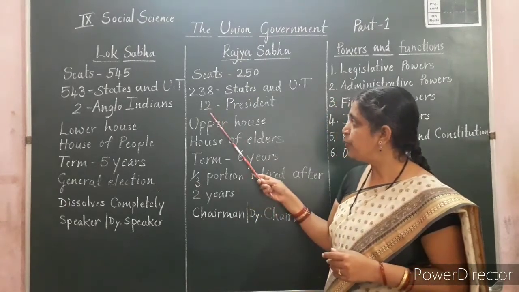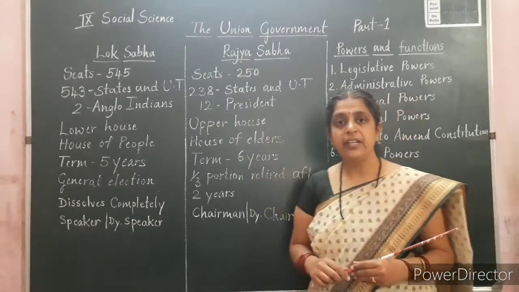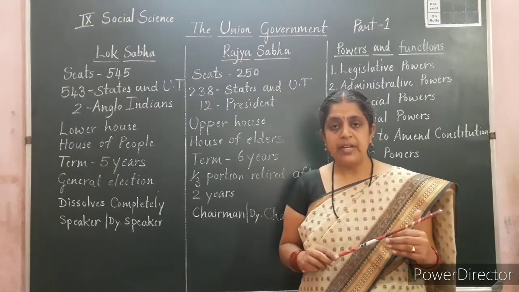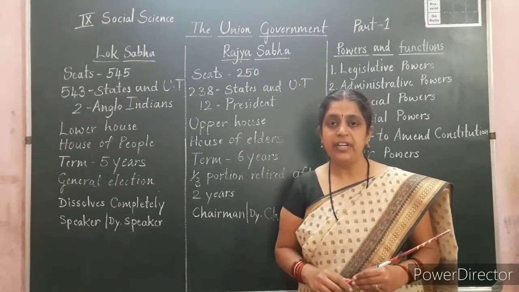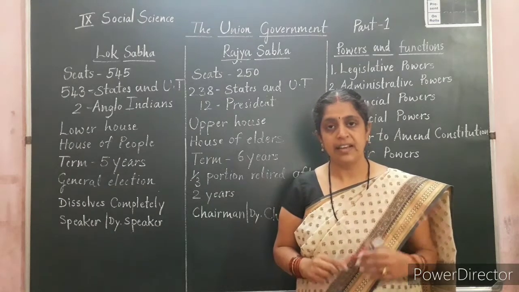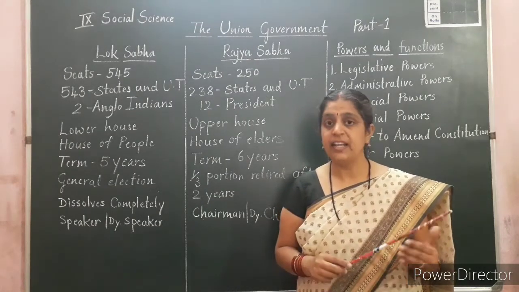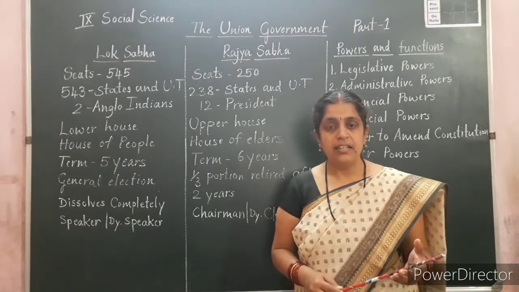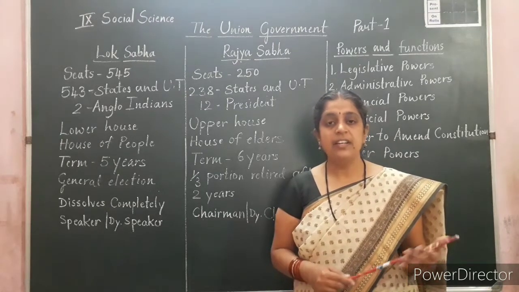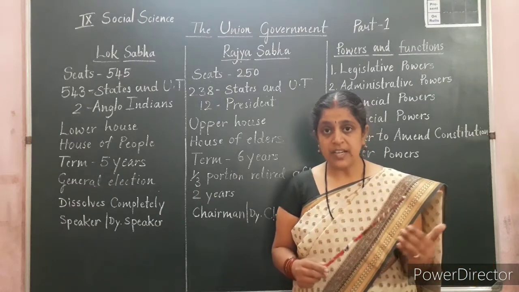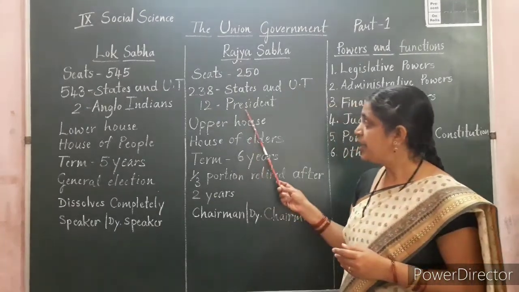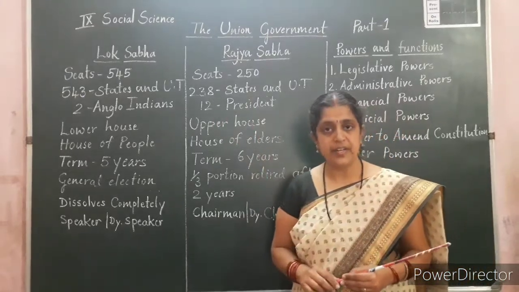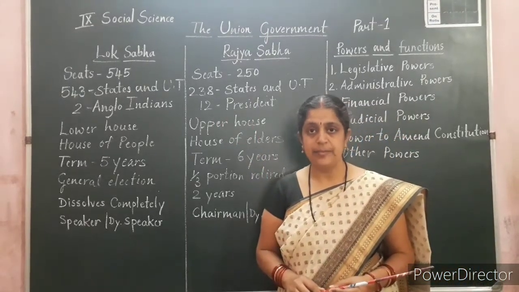Next, another 12 members are nominated by the president. These members are experts in different fields like art, literature, science, technology, social service, even sports. Such experts are nominated to the Rajya Sabha. 12 such persons are nominated by the president.